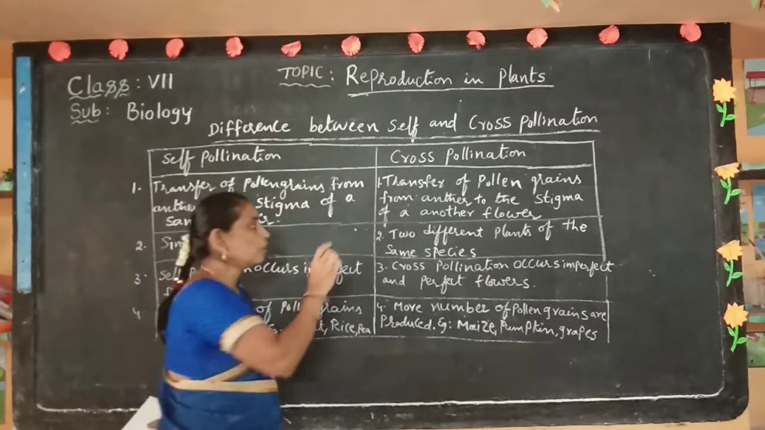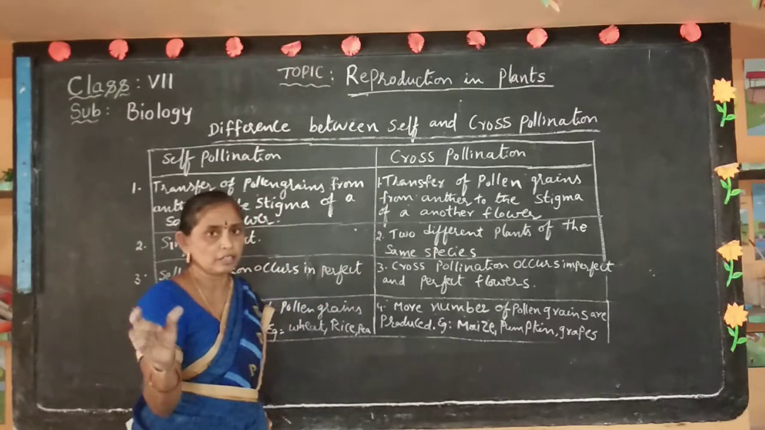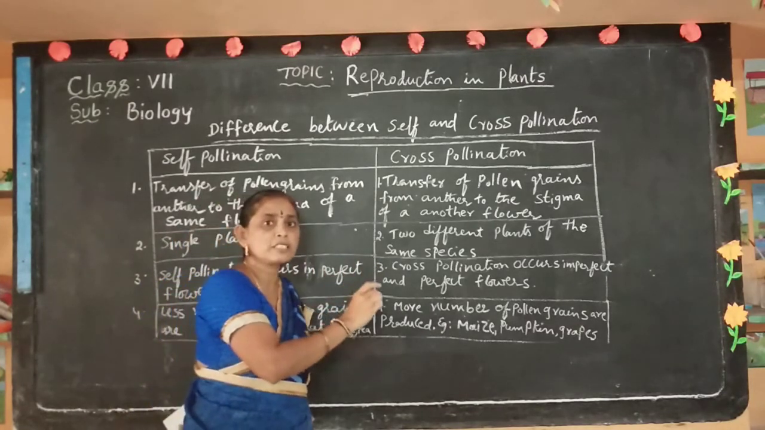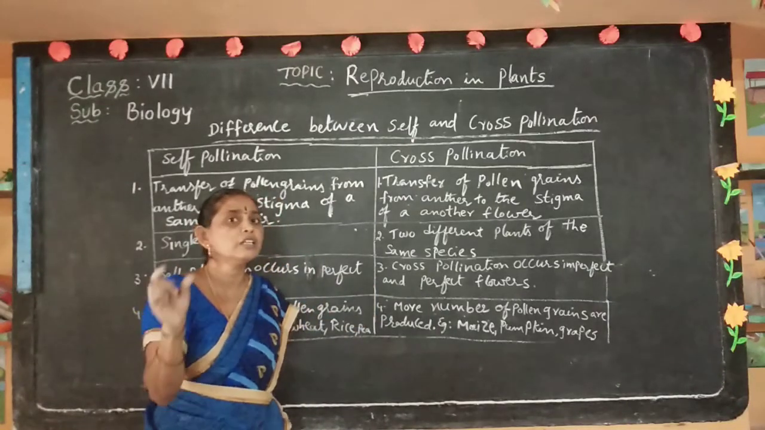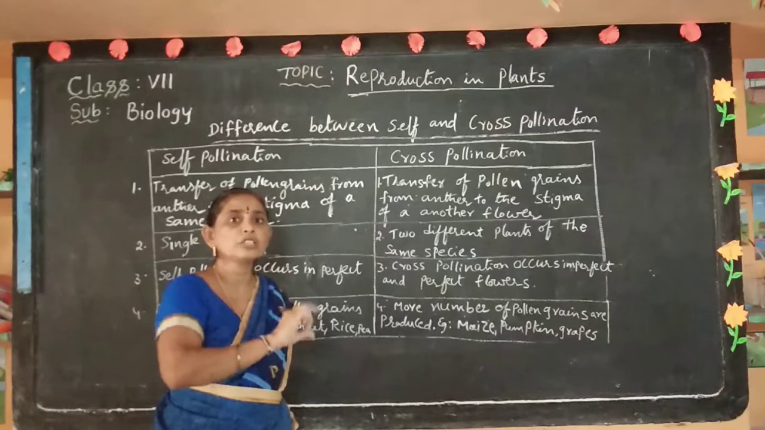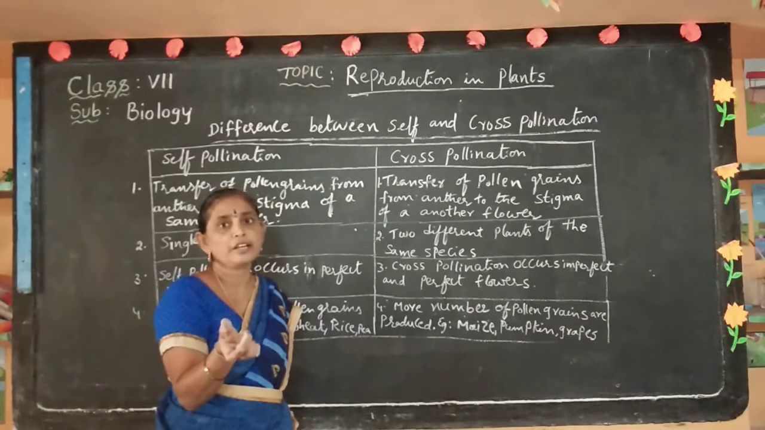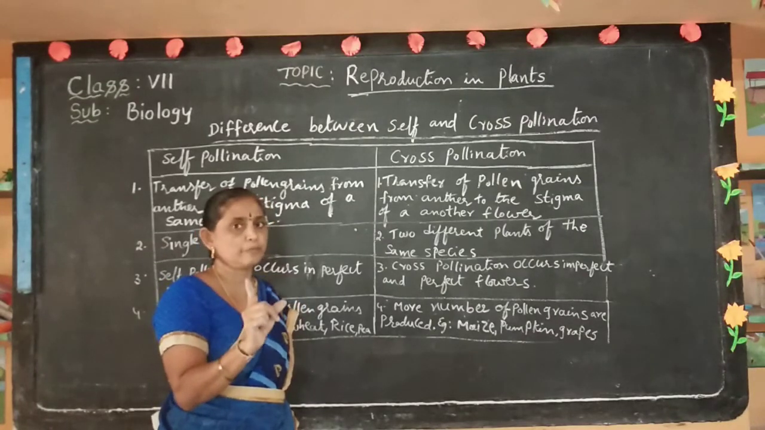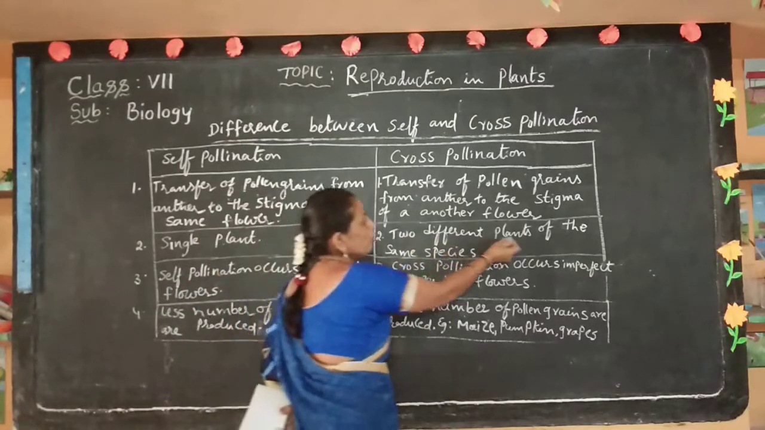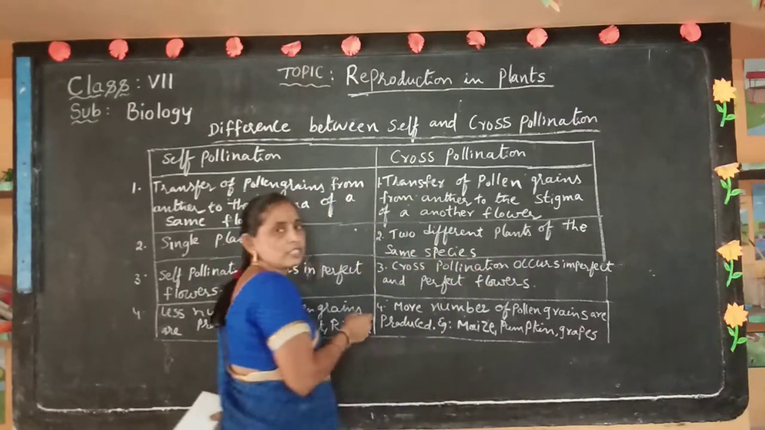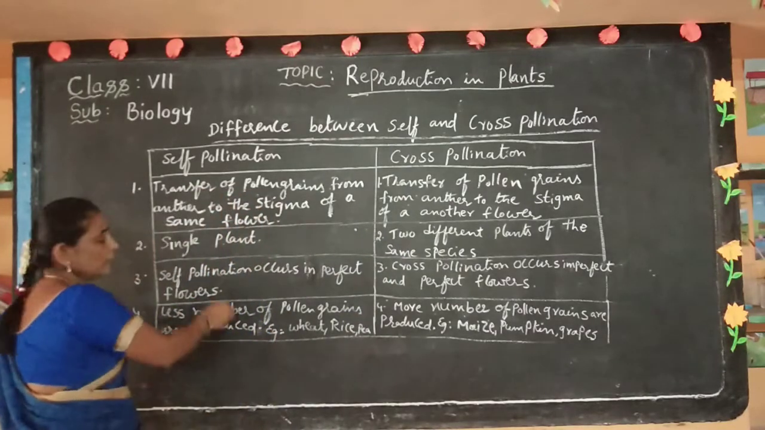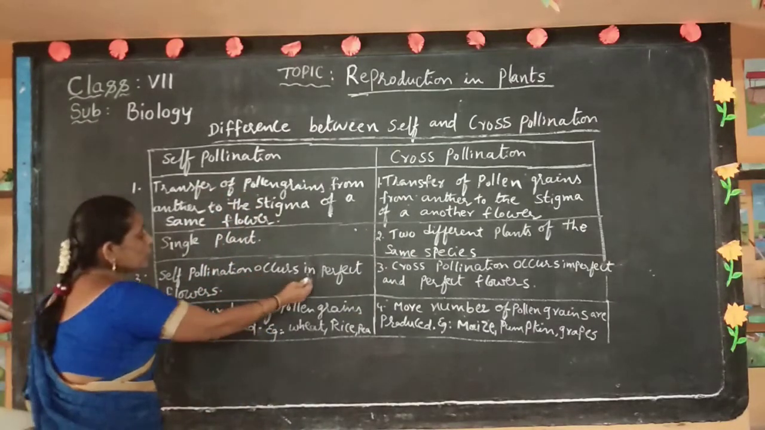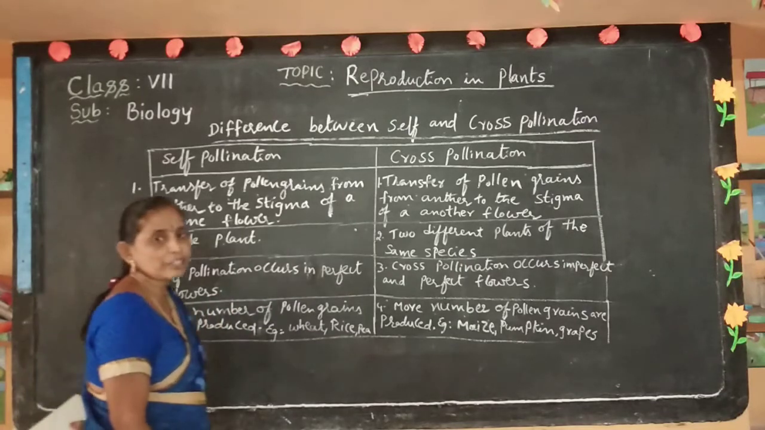For example, with bottle gourd and bottle gourd: one bottle gourd plant has stamen only, and another bottle gourd plant has pistil only. Then pollination between them is cross-pollination, because the species are the same. Two different plants of the same species are involved in cross-pollination.